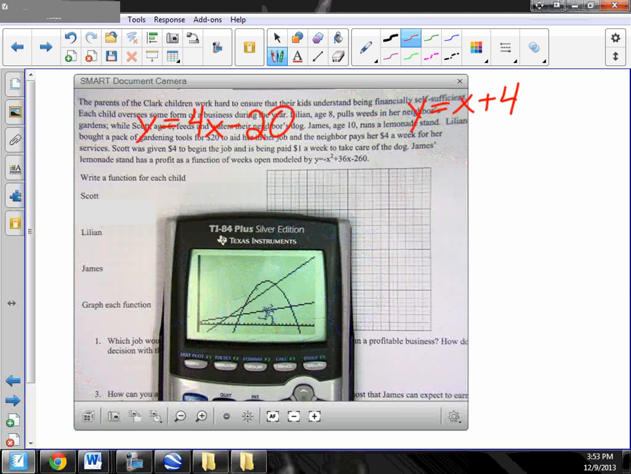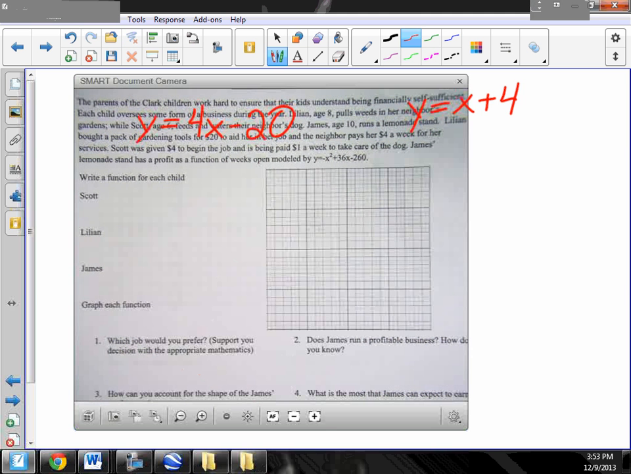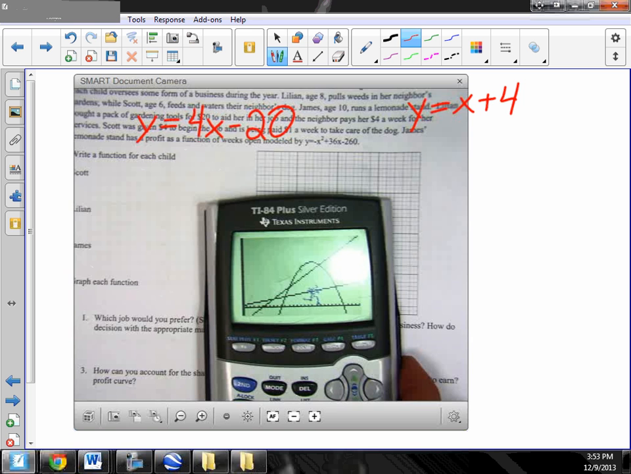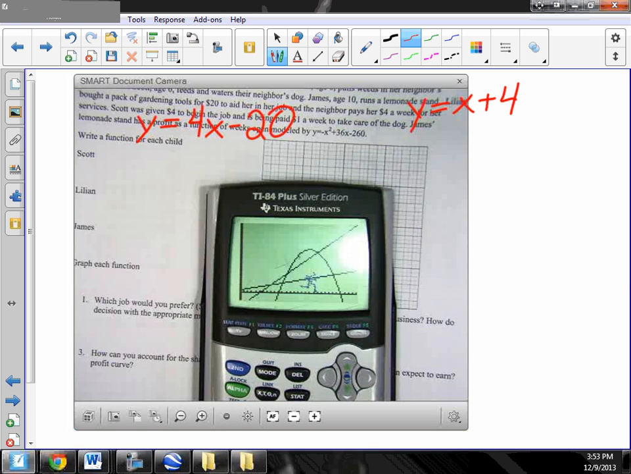Okay, next question. Does James run a profitable business? Well, looking at that, is his graph above the x-axis? And the answer is yes. It's above the x-axis from here to here. So as long as he quits somewhere in that point, he will have made money. If he quits too soon, he won't have made enough to pay for his debts. If he quits too late, he will have more debts, and he will have lost money.